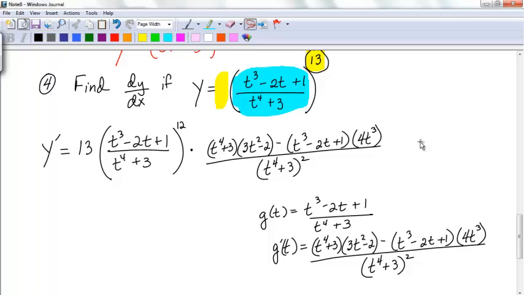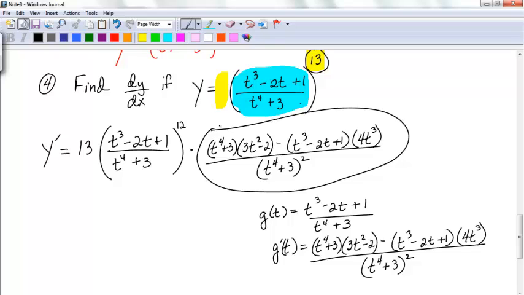Let's go through it again. You take that exponent times the number in front. The part inside stays the same. Depress that exponent by 1. Then it's times the derivative of what's inside, which happens to be a quotient rule. We're not going to simplify it all out in the notes. You would have to simplify all of that.